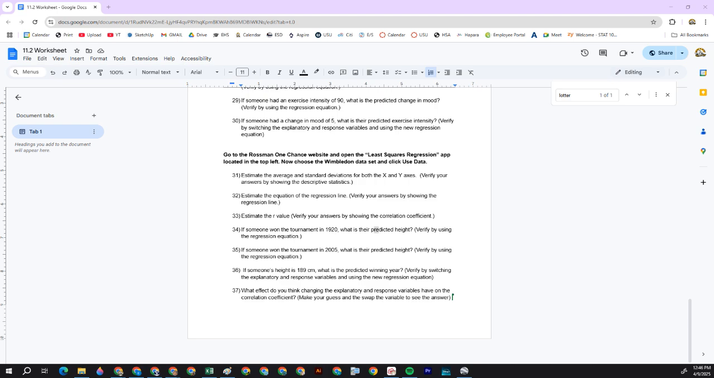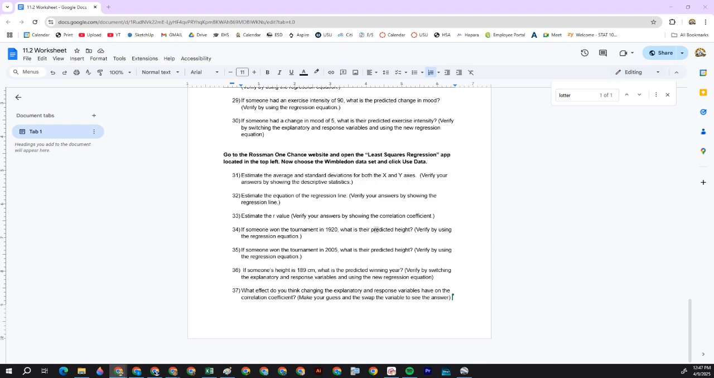So we have a whole bunch of data sets that are programmed into the Rossmann One Chance. Some of them I honestly have no idea what they mean, but we're just going to run with it. When you do paired data, where you ask everybody two numerical questions, and you plot their responses as a point on an XY axis, we put the explanatory variable on the x-axis and the response variable on the y-axis. And so let's go to one that I actually know.